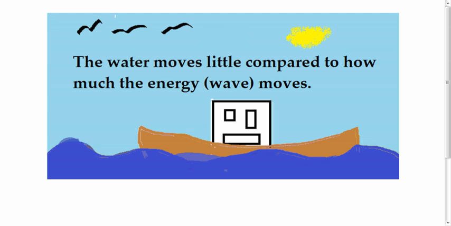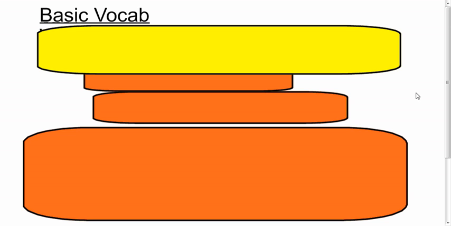Now, the water moves little compared to how much the energy or the wave moves. If you think about ocean waves, the ocean water moves up and down and a little bit back and forth, but really it stays relatively close to where it is. However, the wave, the energy of the wave, moves great, vast distances.